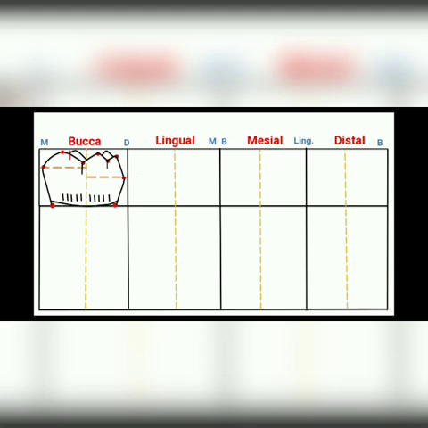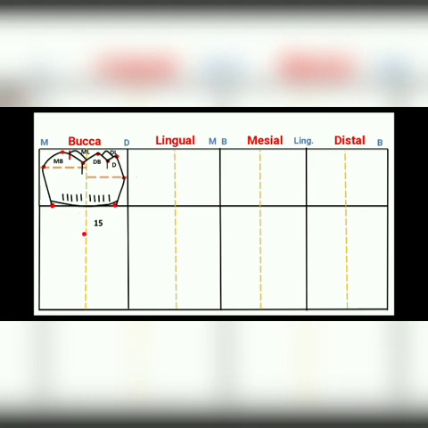Again, we have elevations and depressions appearing on the surface. We have the cervical ridge, which is appearing at the cervical 1/3 running horizontally, and 2 developmental depressions between buccal cusps that are mesiobuccal developmental groove between mesiobuccal and distobuccal cusps, and distobuccal developmental groove between distal and distobuccal cusps.